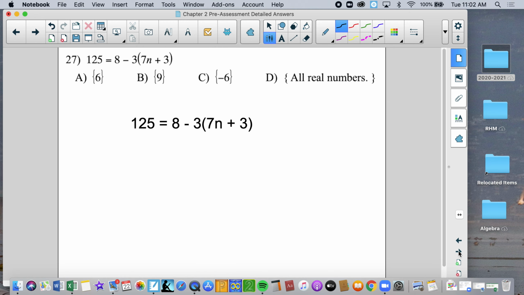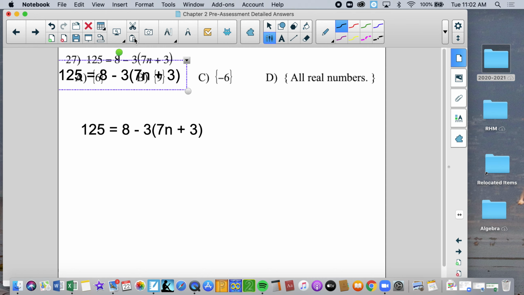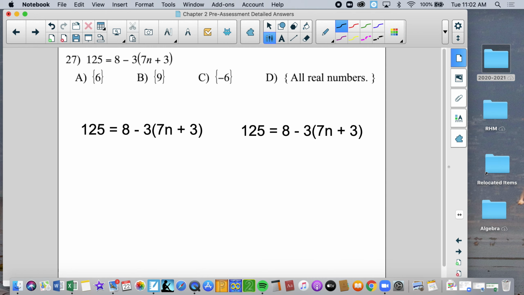Good. All right, number 27, we got 3 more problems. Ooh, look at this going on here. You can do 2 options. We'll do the first one. Let's copy it too. Copy, paste. So option 1 and option 2.